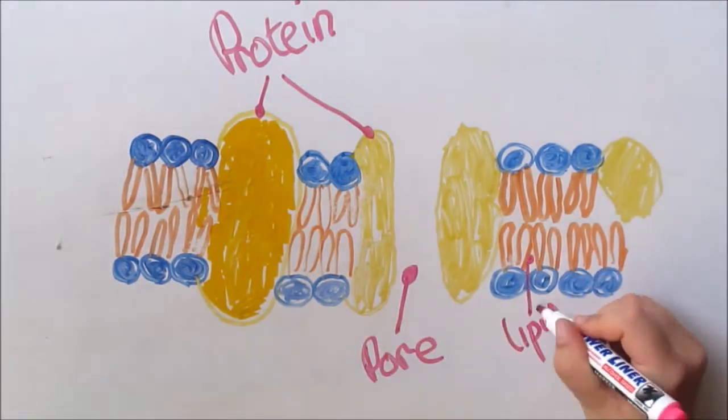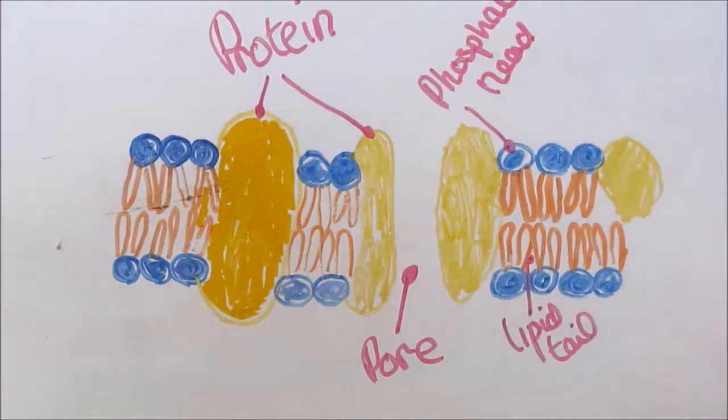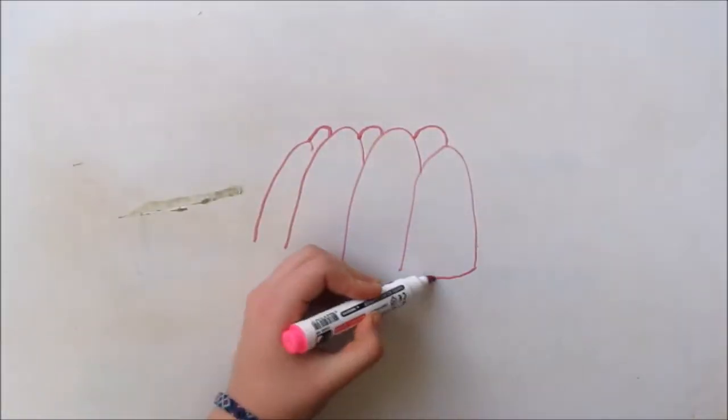The membrane is a bit like border control. It retains the contents and controls what goes in and out of the cell. Everything in the cell is suspended in cytoplasm, which is a bit like jelly.